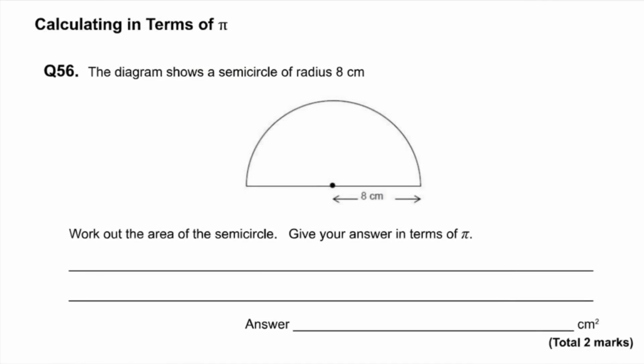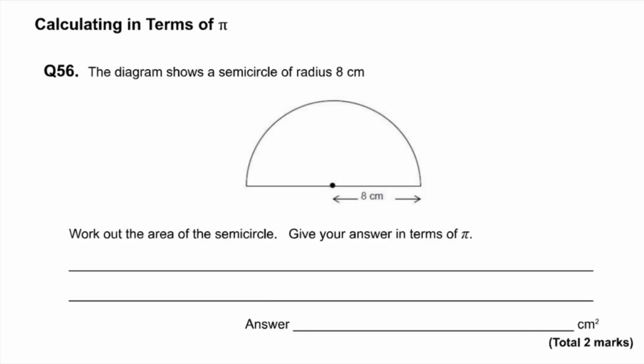Last up, let's have a look at calculating in terms of pi. So often we're going to get asked shape and space questions involving circles, and whenever we do, we're going to end up with pi turning up somewhere in our calculation. Now, without a calculator, that's going to be hard to evaluate, isn't it? Because pi is 3.1415, etc.